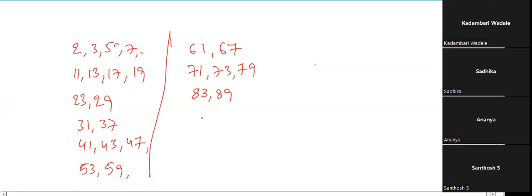Continue. Sir, is 85 a prime number? 85 is not a prime number because it is divisible not only by 1 and 85, it is divisible by 5 as well, and one more is 17. Okay. Next.